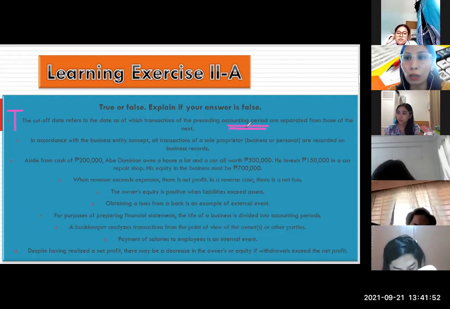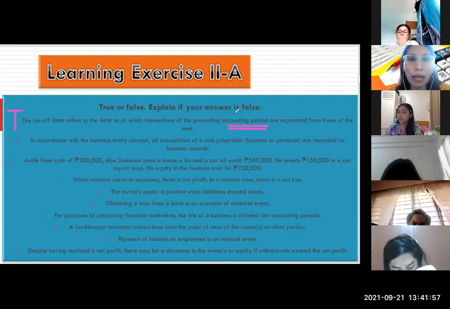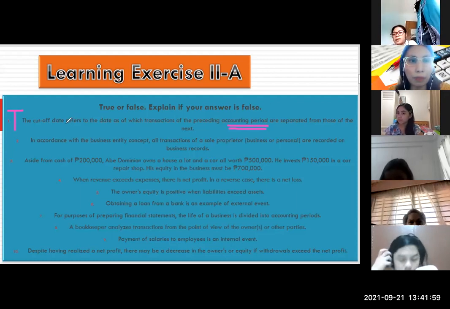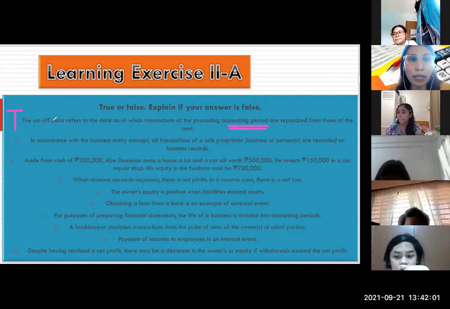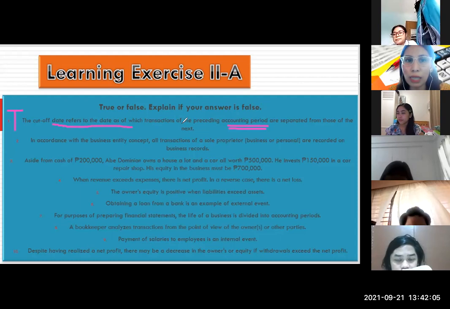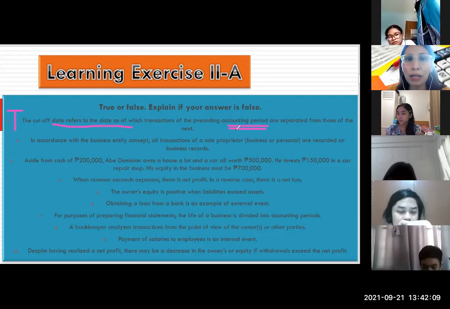Pwede yung weekly, ang closing, monthly, quarterly, and yearly. So basically, yung cutoff date ay yung date kung saan yung transaction ay ginagamit para sa preceding accounting period. So, separate yun from those of the next.